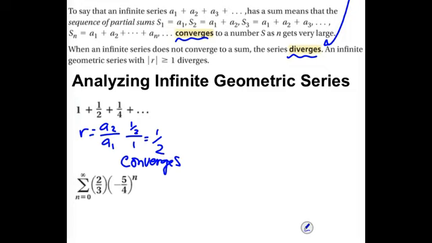Our formula for this is our most basic formula of all the ones we've been looking at in this chapter. First term divided by the quantity 1 minus R. Do we know the first term?